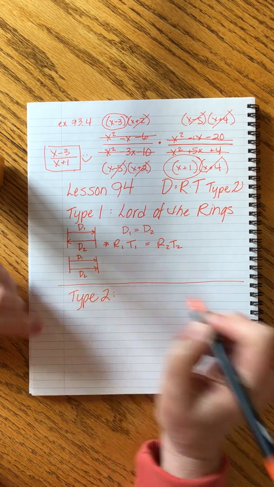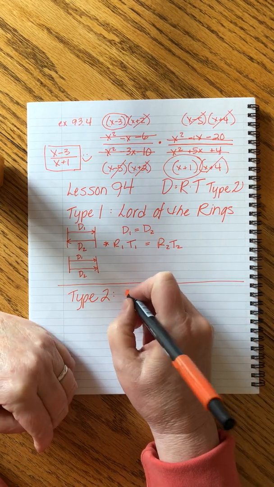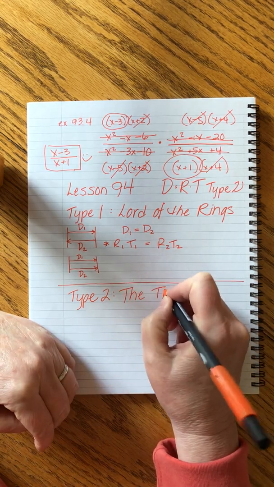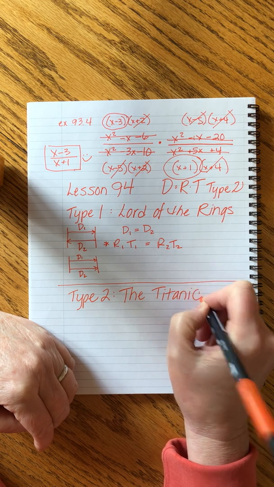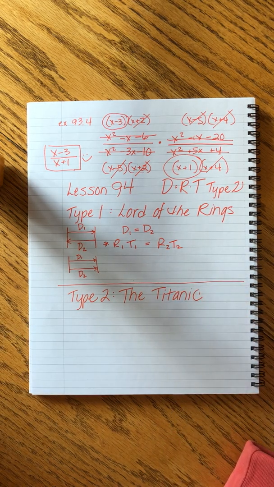Type 2 is not based on Lord of the Rings. Type 2 is based on the Titanic. Even if you have not seen the movie, I'm sure you are familiar with the story of the Titanic movie. I'm going with the fictionalized account. We've got Jack and Rose, right? Jack is the scruffy, lower class, working class guy who's riding in the lower passages, and Rose is the highfalutin lady. And they meet on the Titanic and they fall in love, but their fates are not destined to be together.